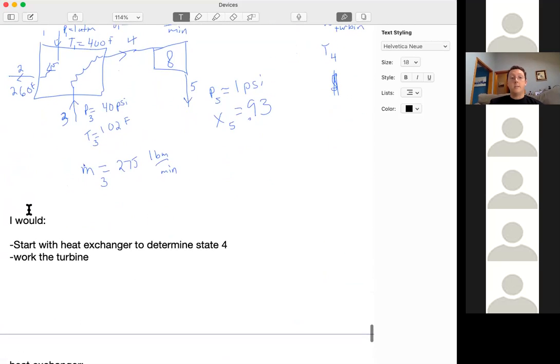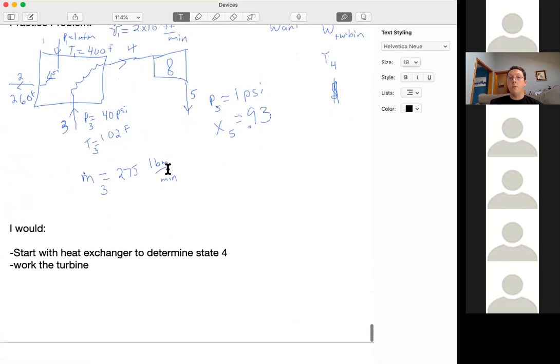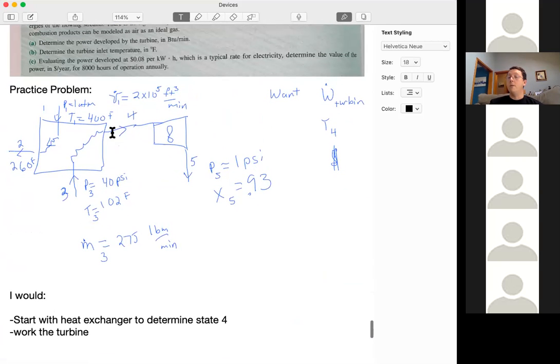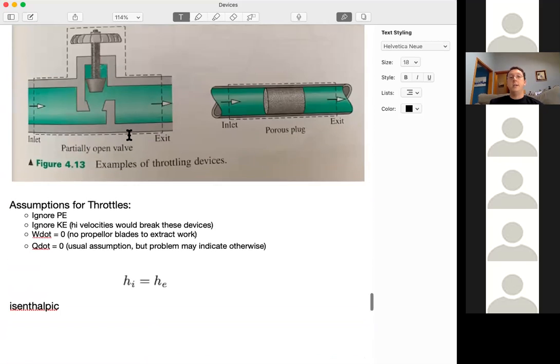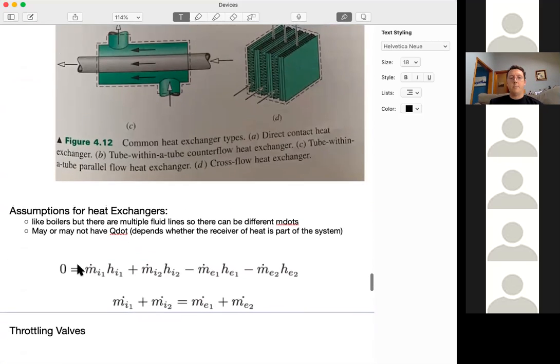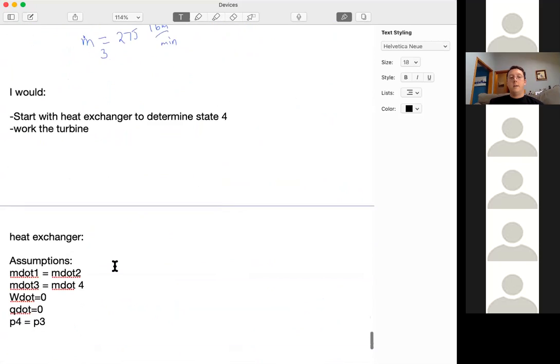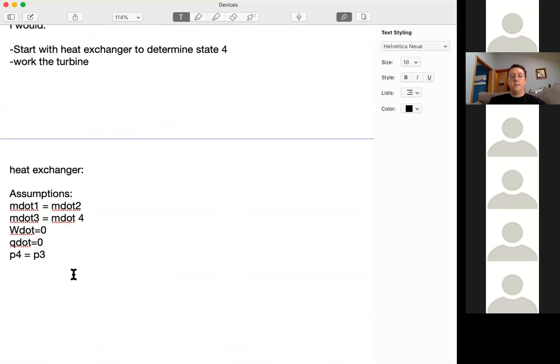Okay, remember the goal is to figure out the numbers for state 4. Now I know one number for state 4. That's 1. I need 2, but that's 1. The other number is going to come from the energy equation, this top one right here. Because I will work out m dot for the inputs and the outputs, and then I will use the energy equation. Okay, so I have that.